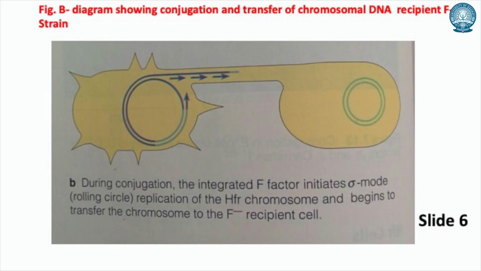This slide is showing the conjugation and transfer of chromosomal DNA to the recipient F- strain. You can see here the Hfr strain having the F factor has developed the sex pili, and one of the sex pili is elongated to form a conjugation bridge, and through that conjugation bridge the genetic transfer is taking place. The F factor is the point where the origin of replication is present, and which initiates the replication for the transfer of genetic material to the F- recipient cell.